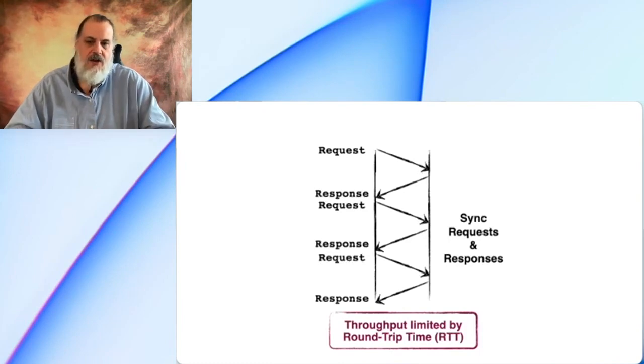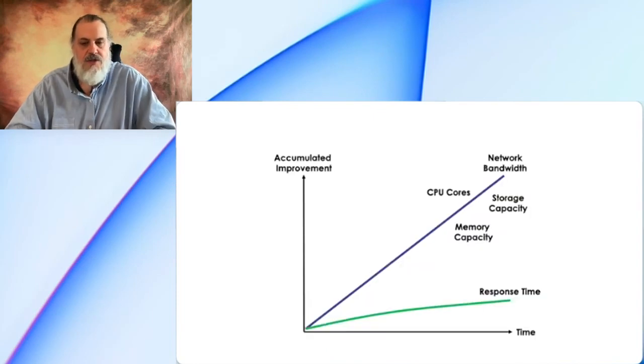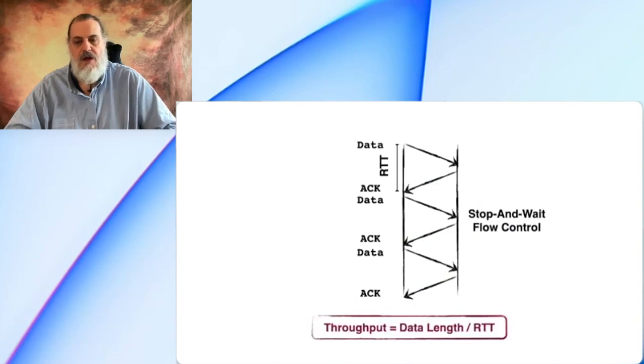And if you want to take a look at how our technology has grown, response time in systems does not get faster very quickly. In fact, we've very much stagnated on that response. You can take a look at clock speed, for example, with CPUs. But if you look at network bandwidth, storage capacity, memory capacity, and somewhat with CPU cores, although that hasn't grown as much, the accumulated improvements have grown more than improvements in response time, for example.